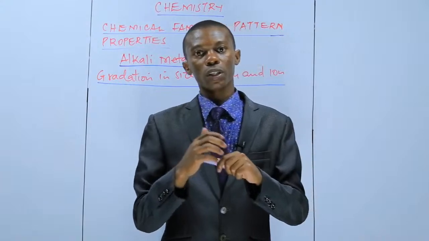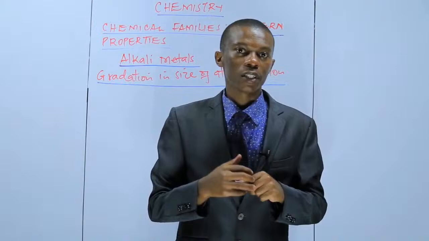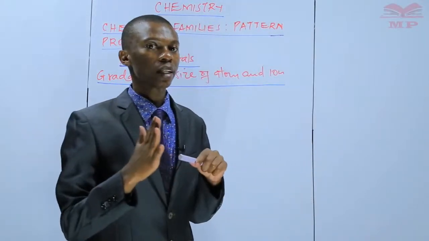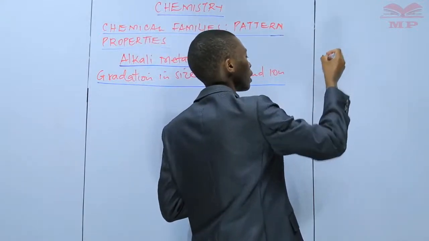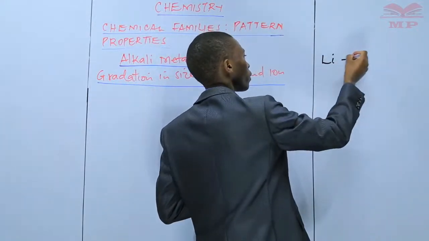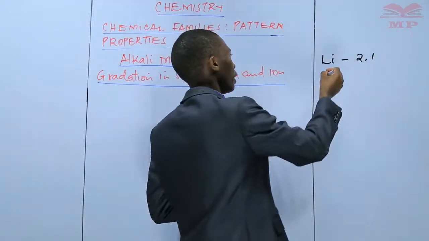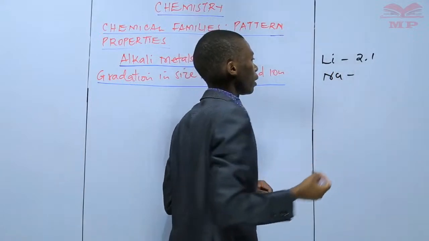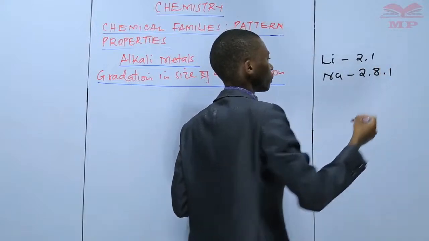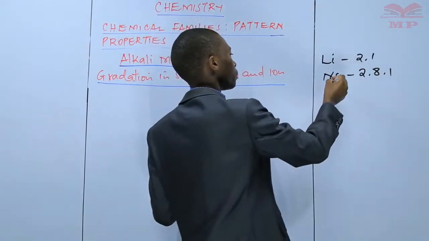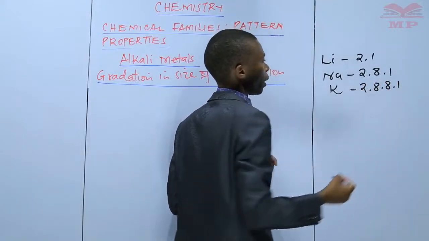We said they are also called group 1 elements, and we also wrote the electron arrangement of the first 3 group 1 elements. Lithium was the first element. We said the configuration is 2, 1 because it has 3 electrons. The second was sodium. The configuration was 2, 8, 1. And the third was potassium. And the configuration was 2, 8, 8, 1.